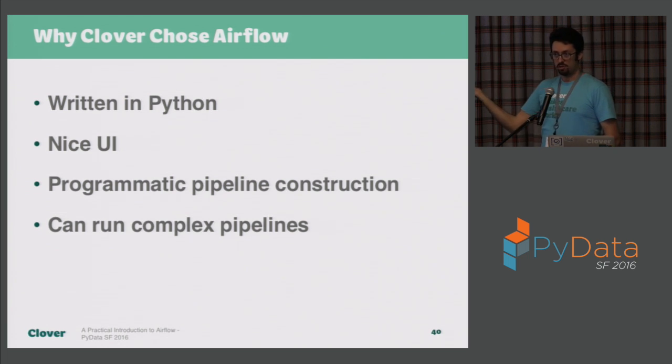Airflow's UI is really useful, so we like that. The programmatic pipeline construction is the big one. Luigi's pipeline construction involves subclassing to create tasks, and that's much harder to do in a loop, for example. So Airflow won there. And Luigi would be fine here also, complex pipelines are no problem for Luigi either, but we knew we were going to have complex pipelines, and we had confidence that Airflow could handle them.